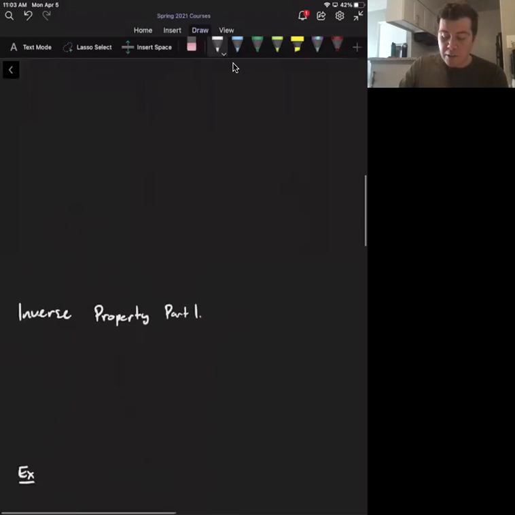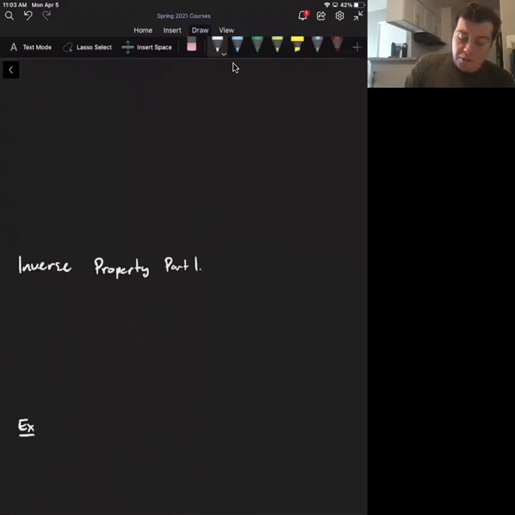And now we're ready to write down what our inverse property is. So this is the first part of our inverse property of logarithms. It's that log base a of a to the r is just r. So when we're taking a logarithm whose base is a of an exponentiated number with base a, then we just get that exponent back.